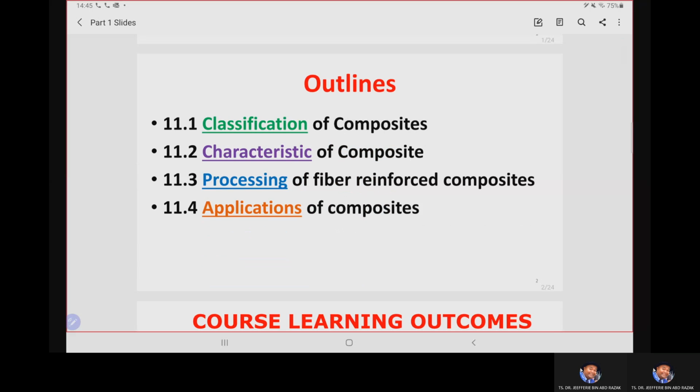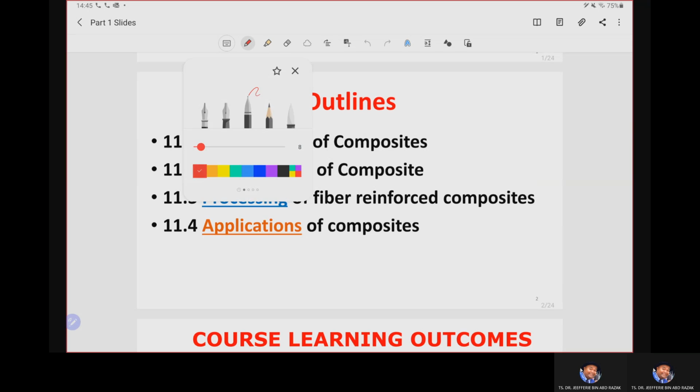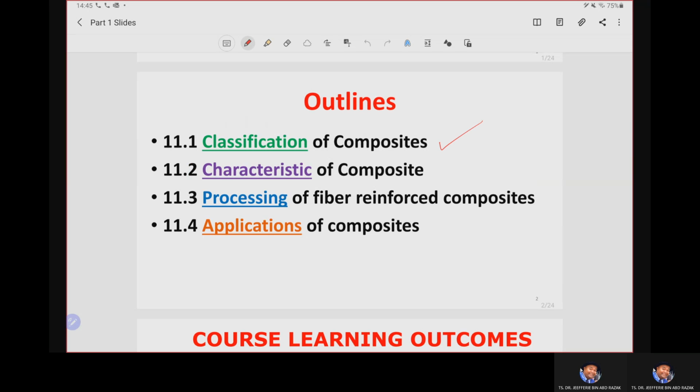As a common guide to all of you, here are some important outlines for this chapter. In this chapter, we are going to learn about the classification of composite material, the characteristics of composite material, the processing of some selected classes of commercial composite in industry, which for this subject, we just focus on the processing of fiber reinforced composite. And last but not least, the application of composite material.